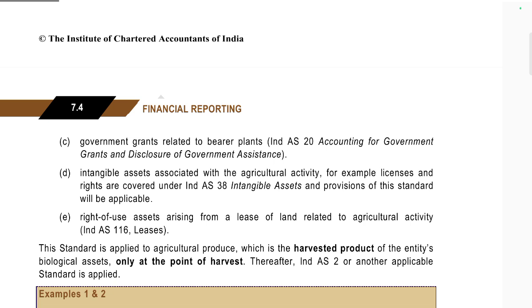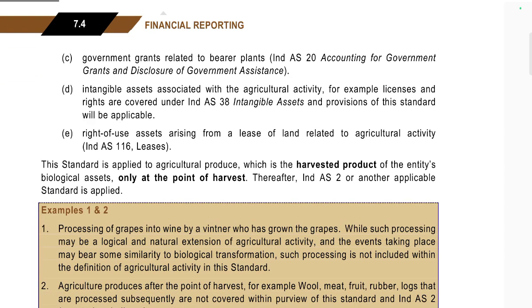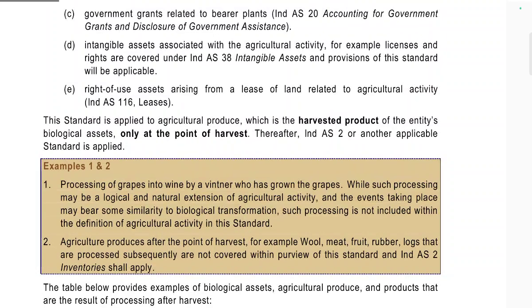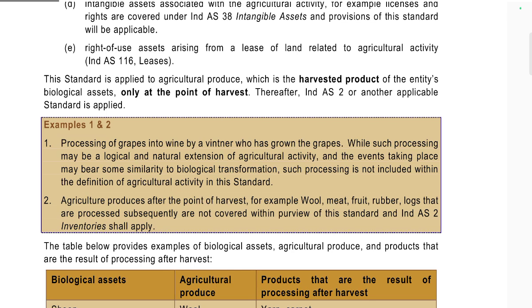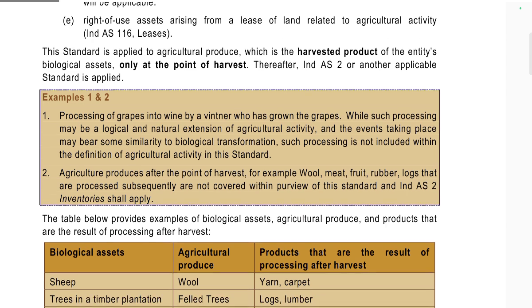Government grants related to bearer plants are accounted for under Ind AS 20, Accounting for Government Grants and Disclosure of Government Assistance. Intangible assets associated with agricultural activity, for example licenses and rights, are covered by the intangible assets standard. Right-of-use assets arising from leases are also excluded. The standard is applied to agriculture produce, the harvested product of the entity's biological assets, only at the point of harvest. Therefore, Ind AS 2 is applicable afterwards.